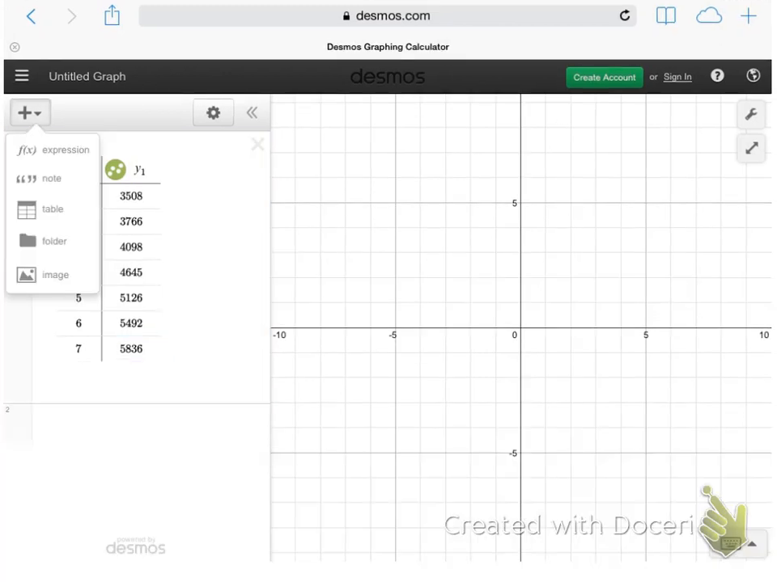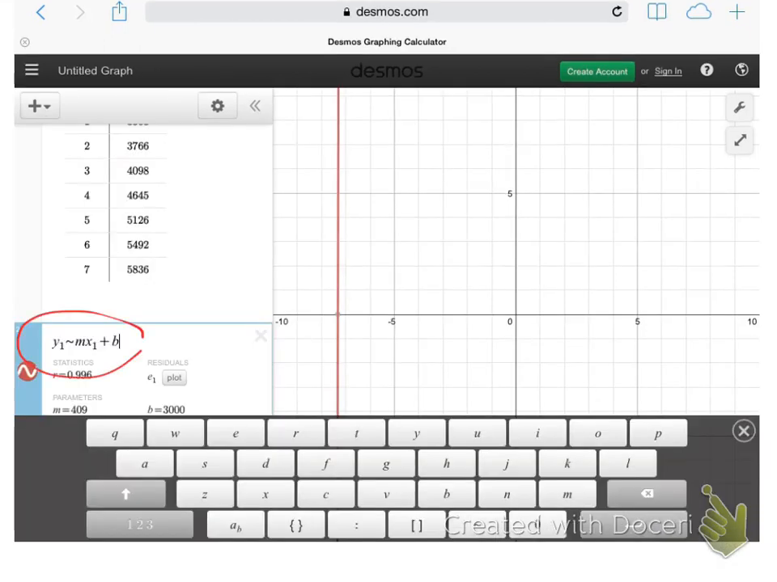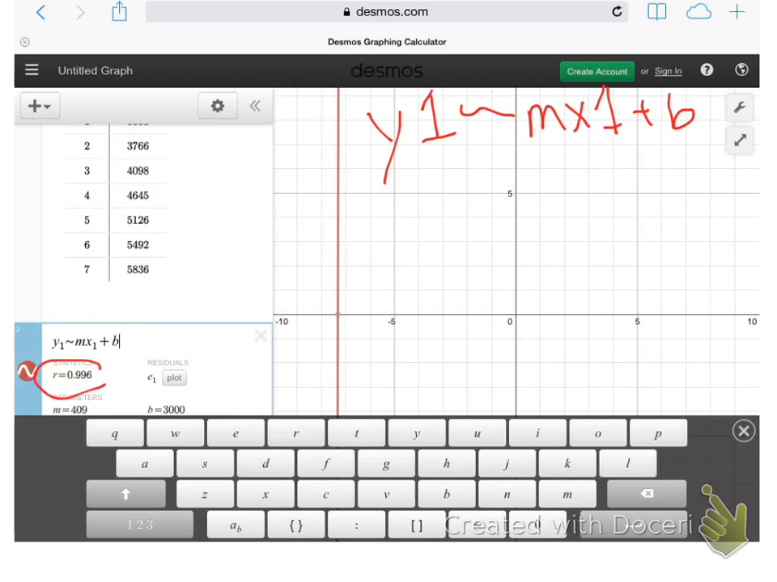And then you need to click the plus button again, and this time you're going to choose expression. And you're going to type in this expression. When you're typing, see how they have little subscripts, that it's y with a little one? You're just going to type it in as y, a regular one, squiggly, you'll have to go to the ABCs to get the squiggly, the tilde, mx, a regular big one, plus b. And this pops up the 3 numbers that you need down here. Our R, our correlation coefficient, and it also gives you an M and a B to make your equation.